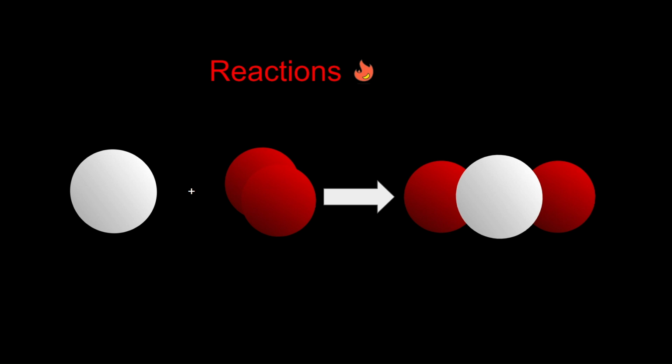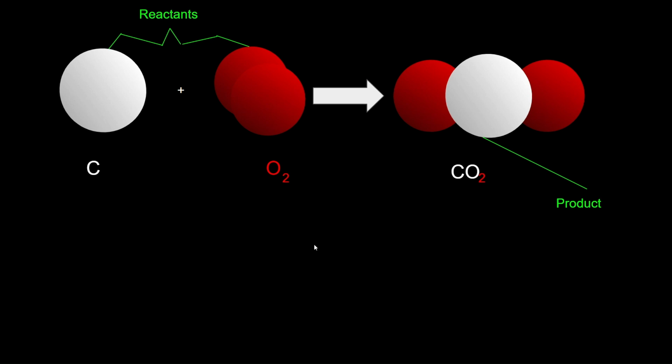Hello people, last time we learned about molar mass and I thought today we would learn about chemical reactions. So what is a chemical reaction? Well, a chemical reaction is a process in which chemical reactants are converted into products. So in this case, the reactants are carbon and O2, which will be converted into CO2, which is the product.